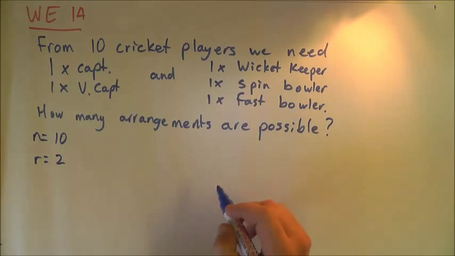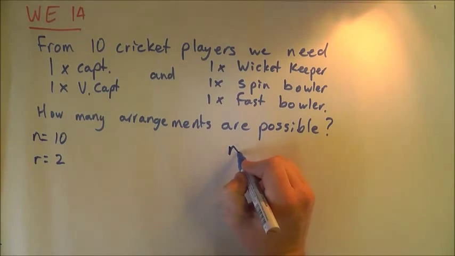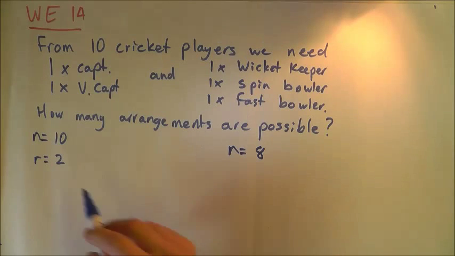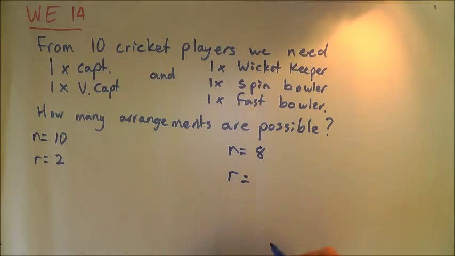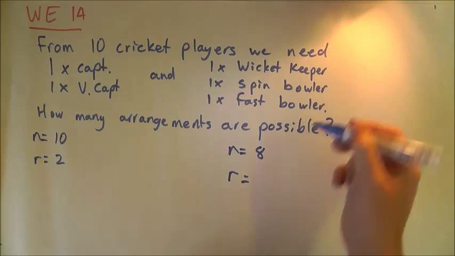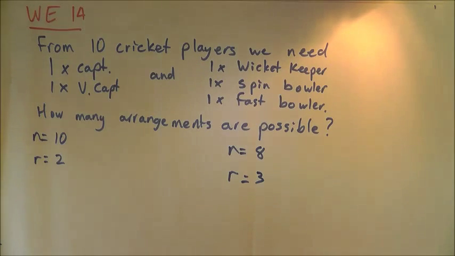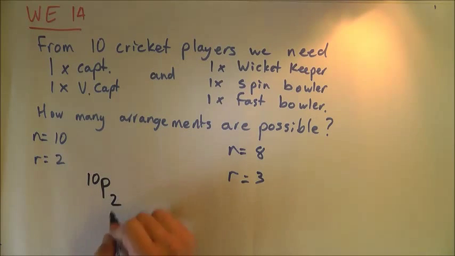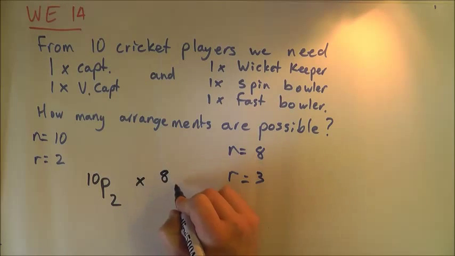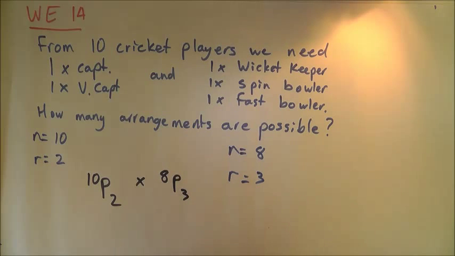For this scenario over here, how many players am I going to have? I'm only going to have 8 because I've already picked these 2 out. I've only got 8 left. What's my group size that I'll need? 3 players. Okay. So in this scenario, that's 10P2, and I will need 8P3. Okay, so that's to select my captain and vice captain. That's to select the other 3 players, the wicketkeeper, the spin bowler and the fast bowler.